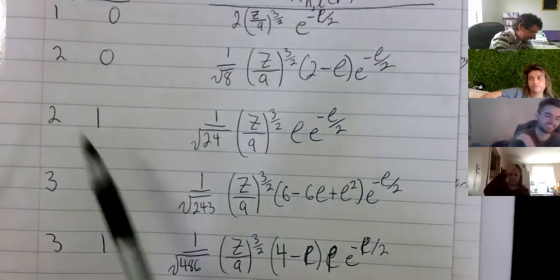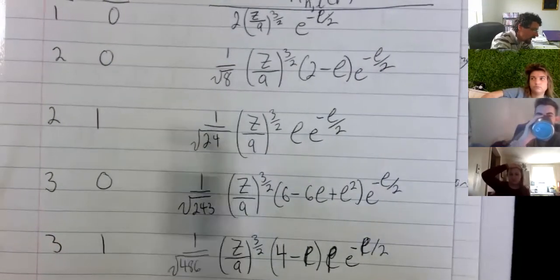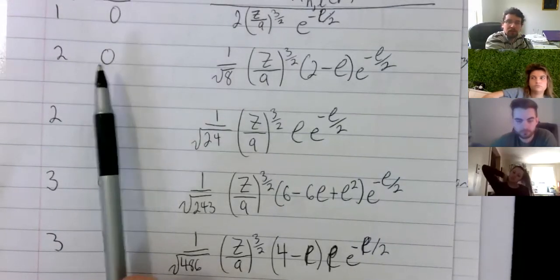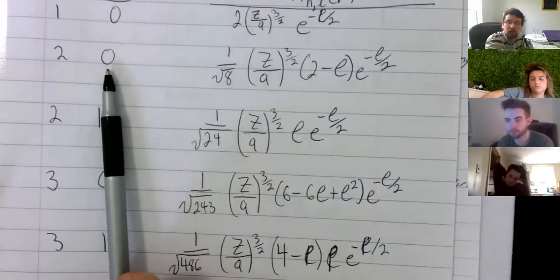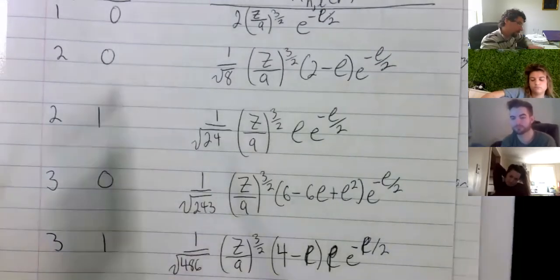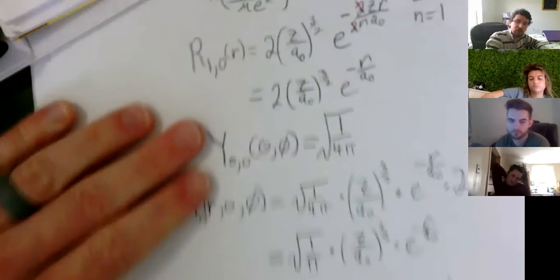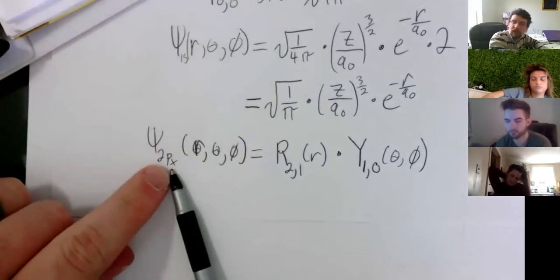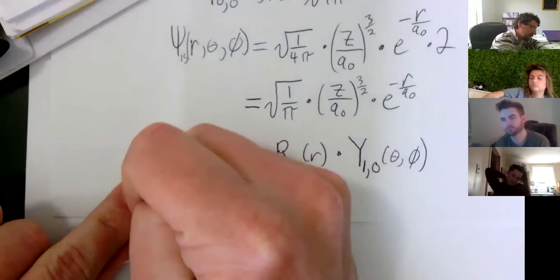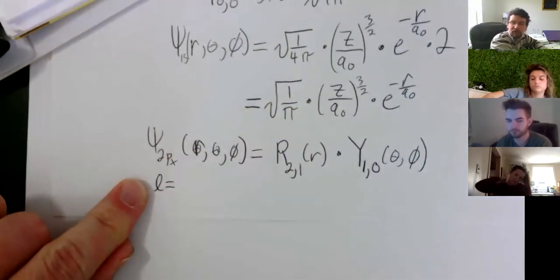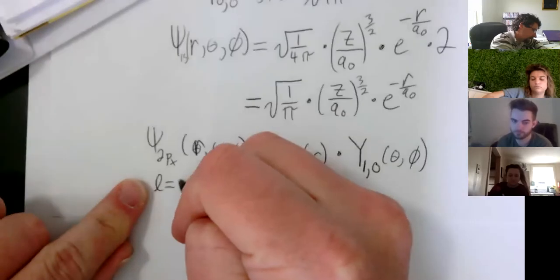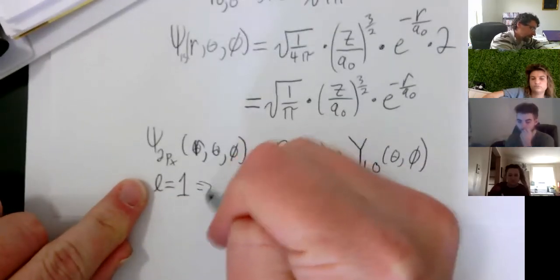So why is it the third one and not the second one? How do we differentiate, what's our value of L? How do we know that our value of L is 1, not 0? We specified a 2p_x, right? We're saying a p orbital. What's the value of L for a p orbital? It's 1. So that's a p orbital.